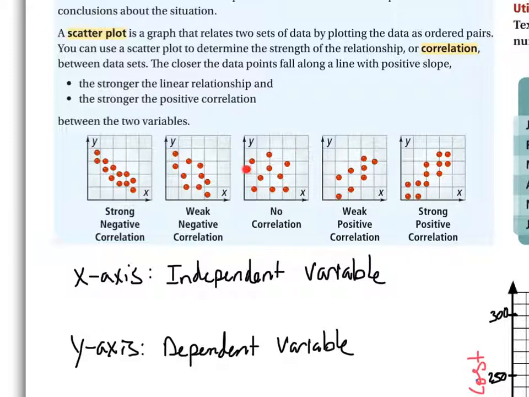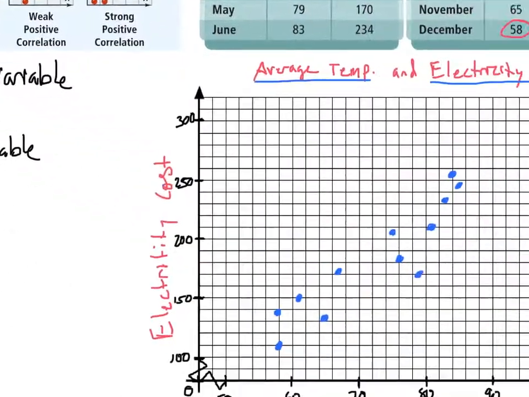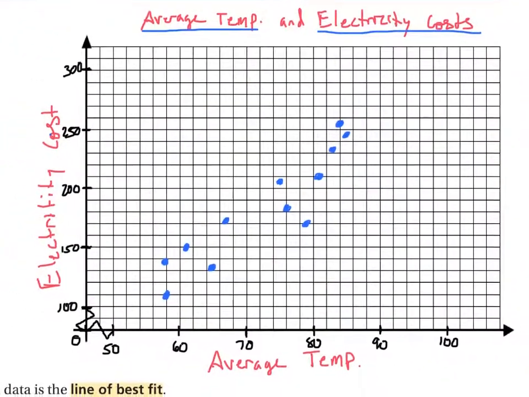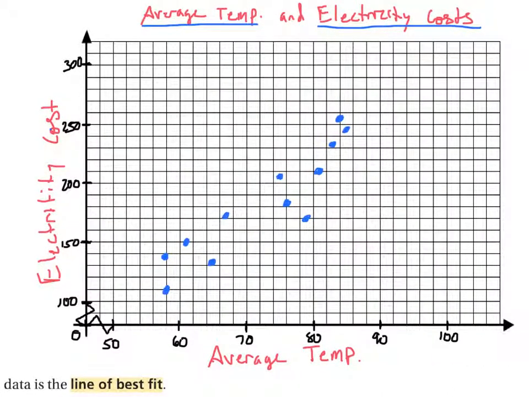And there can be no correlation sometimes if the data is so spread out that we can't really see if it's traveling in a positive or a negative direction. So our data here, average temperature versus electricity cost, gives us positive correlation, which tells us as the temperature increases outside, our electricity cost increases, which kind of makes sense when you think about how much you run your air conditioner in the summer months.